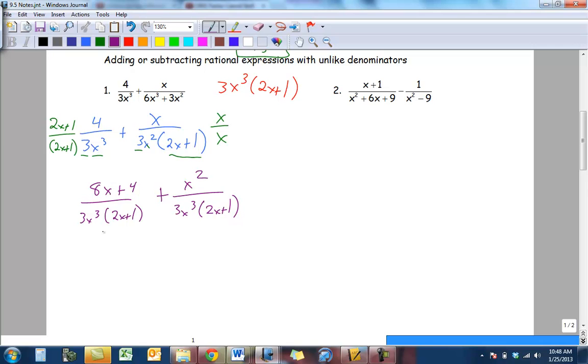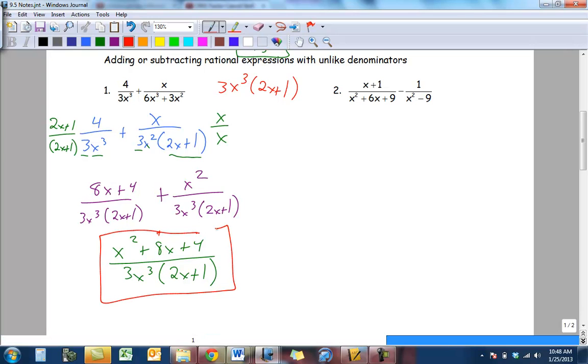All right, now they have a common denominator, so we can add these together. We get x squared plus 8x plus 4, excuse me, put it in standard form, over 3x cubed times 2x plus 1. Now, once we've put this together, check to see if this factors further. There might come a time where this will factor and then something will cancel, just like yesterday. So in this case, does anything multiply to 4 and add up to 8? No. So in this case, that is our final answer.